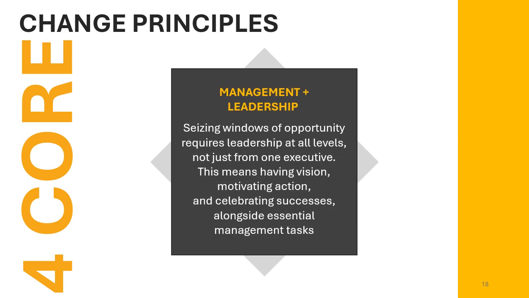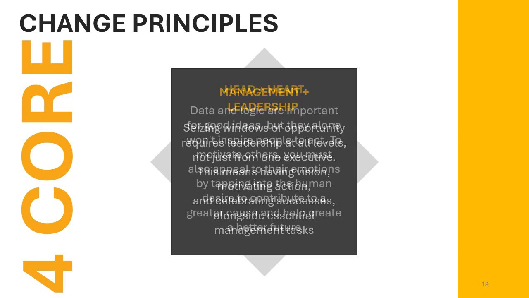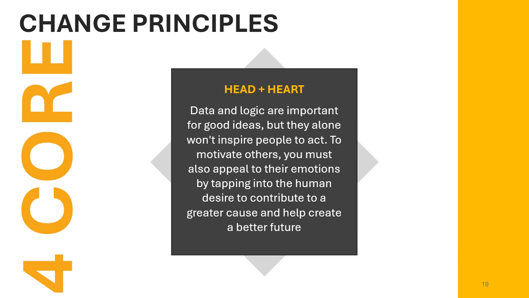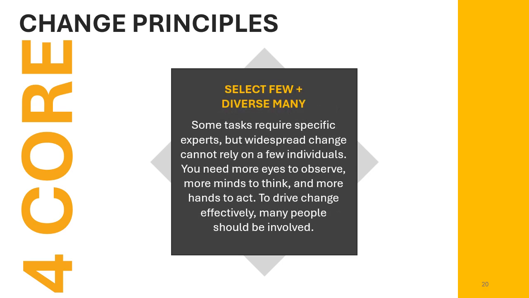Management and leadership are both vital to change management. So this principle is about acknowledging that we need leadership in the level of vision and motivating action, but we also need to have some guidance with essential management tasks along the way. Head and heart refers to the fact that change needs both data and logic and emotion. So we can have all the stats to back up why the change should occur, but unless we have that emotional connection to motivate others, then change is less likely to be successful. Select few and diverse many recognizes that yes, sometimes we will need experts to advise on change, but a lot of the time we need many people to be involved to drive change effectively.